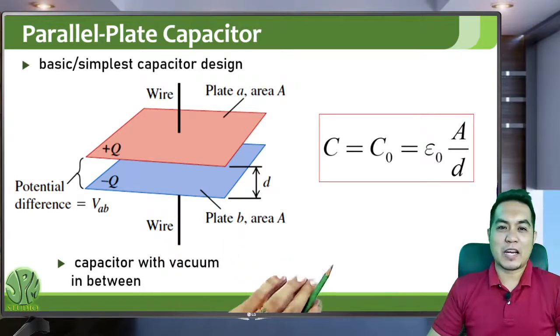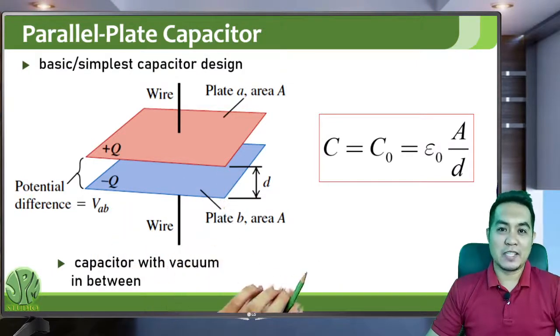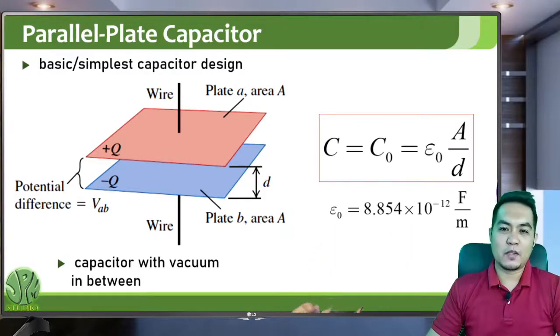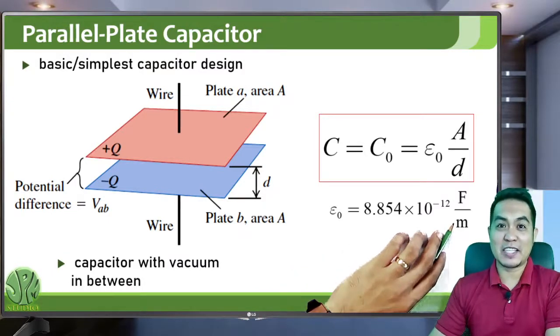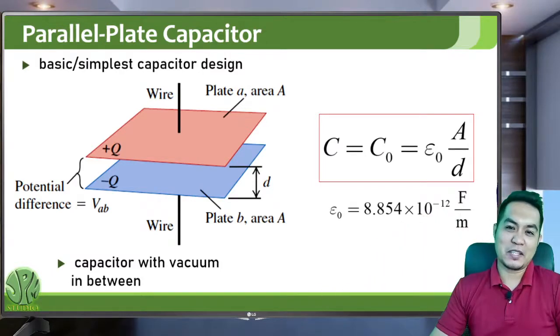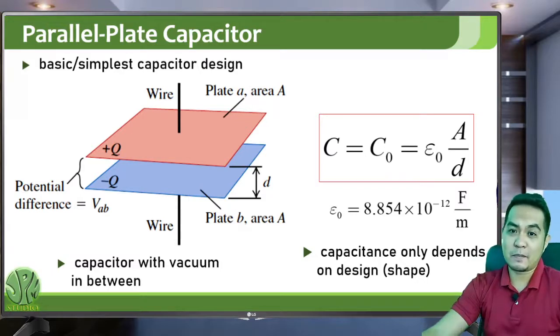So the capacitance of a parallel plate capacitor only depends on the area of its plates and the distance between its plates. And epsilon naught is just a constant. By the way, we have introduced epsilon naught before, but now we introduce it with a different unit, which is actually just an equivalent unit, farad per meter. So the capacitance actually just depends on the design or the shape of your capacitors. There are different shapes of capacitors. You have spherical, you have cylindrical capacitors, and the capacitance doesn't necessarily need the capacitor to be charged or to have a potential difference in order for you to calculate it, because it only depends on the shape or the design of the capacitor.